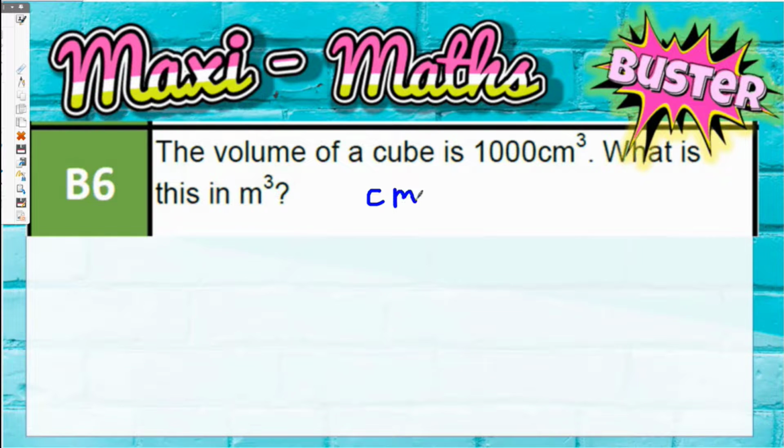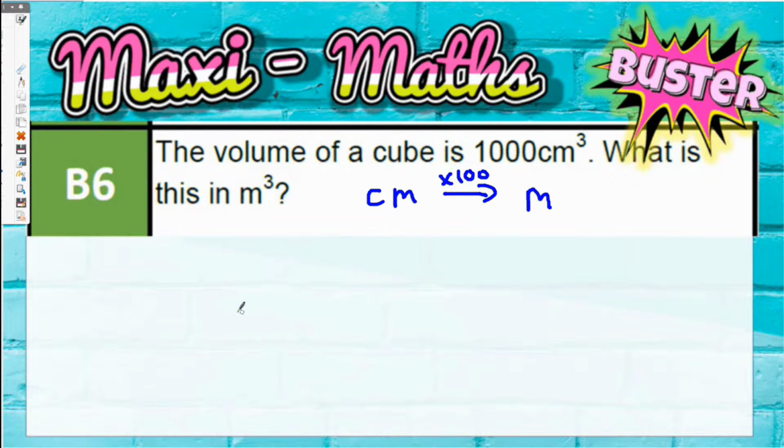If you're thinking it's 100, then that's correct for lengths and distances, centimetres into metres is times 100, but this is talking about volume. This is talking about three dimensions. This is talking about centimetres cubed and metres cubed, and it's not the same.